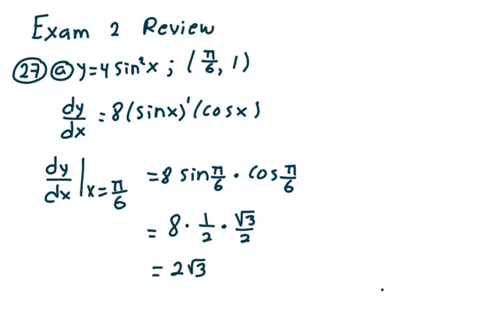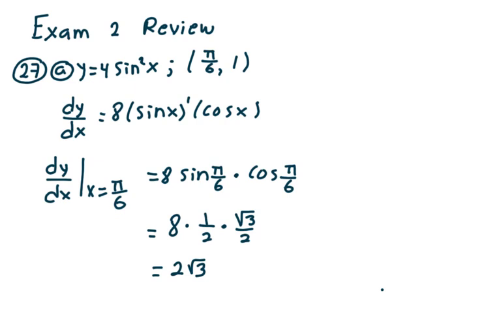This is a video from the Exam 2 review in my Calculus 1. Let's take a look at problem 27. It says, find an equation of the tangent line to the curve at the given point. And in 27a, we have y equals 4 sine squared x, and the point is pi over 6, 1.